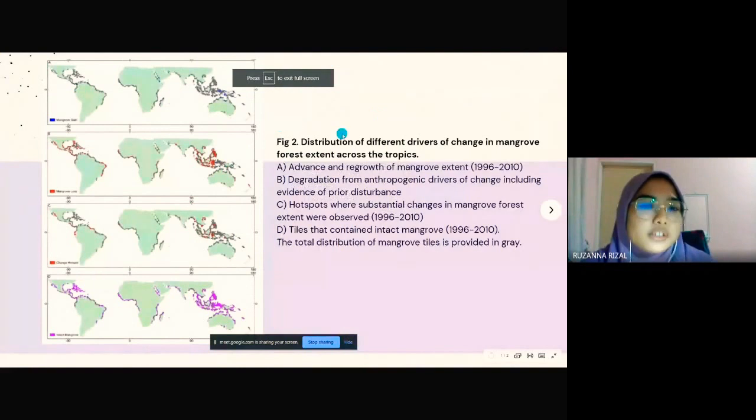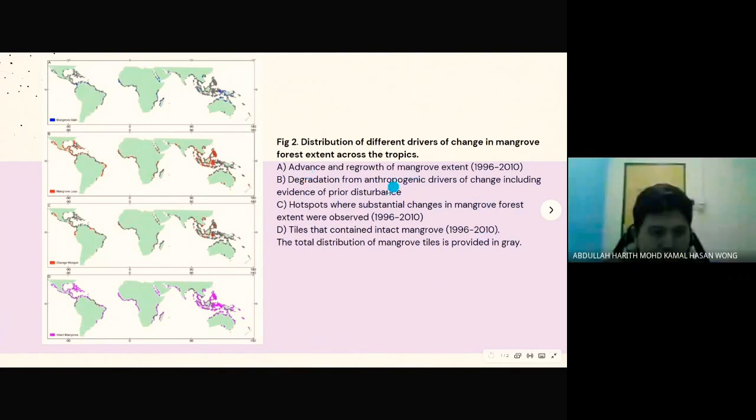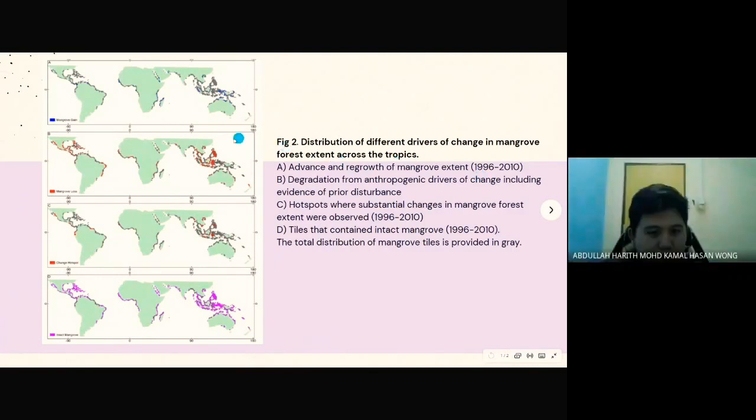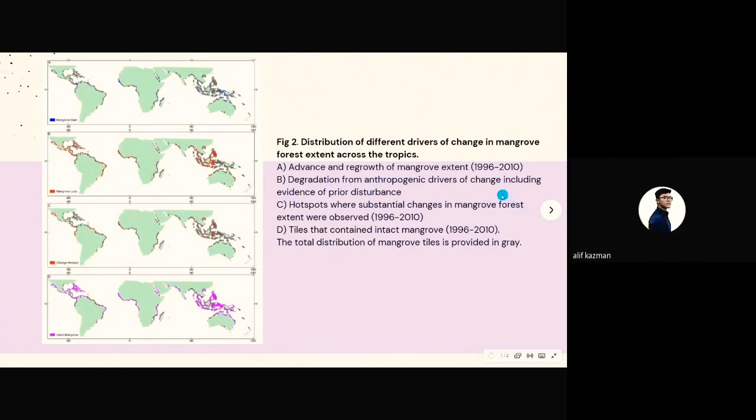On this figure, let's focus on B, degradation and anthropogenic drivers of changes, including evidence of prior disturbance. These red dots are the mangrove loss from 1996 to 2010, and the gray spots are the total distribution of mangrove types. So quite a lot is affected, that is lost due to some factors that we will be discussing later. So this is the data.